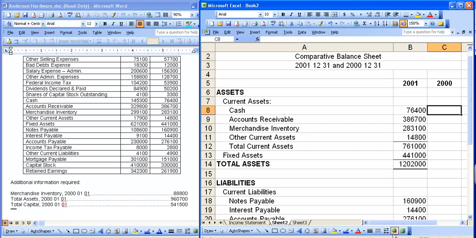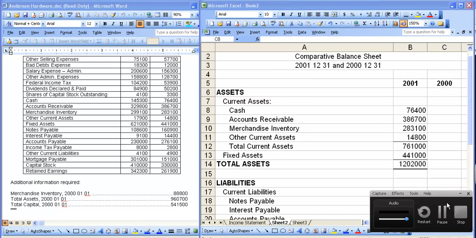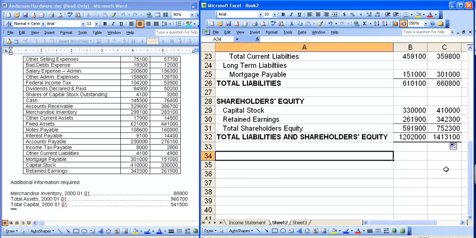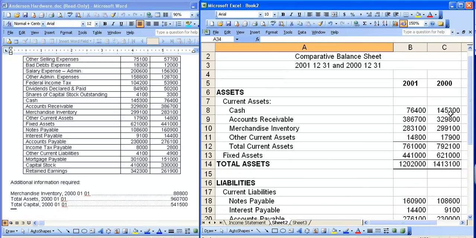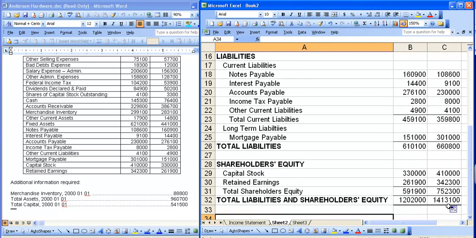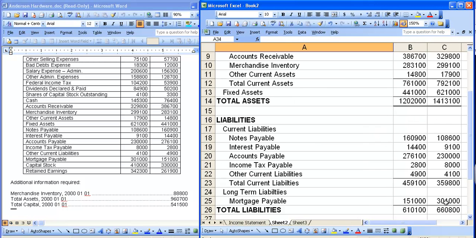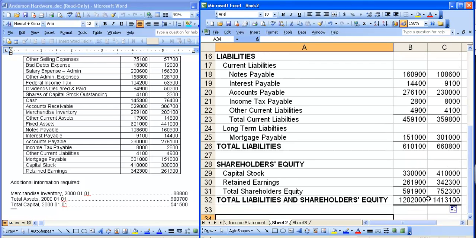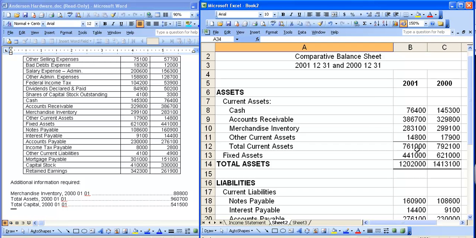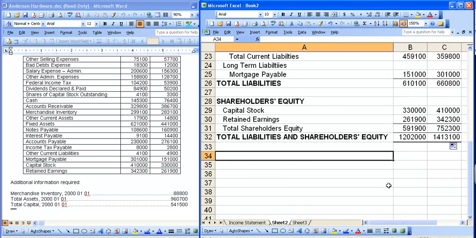I'm going to pause again while I do this, and I will be back to you at the end. Alright, so you can see that I've entered in all of the numbers. For the year 2000, our total assets is 1,413,100. And when I went down and figured out the total liabilities and shareholders' equity, it equaled the same amount. So everything balances. You can see that what we own from the year 2000 to the year 2001 has decreased by $211,000. So that would be part of what we need to do next, is analyze why that has happened.